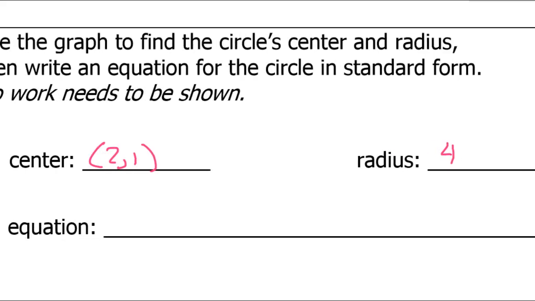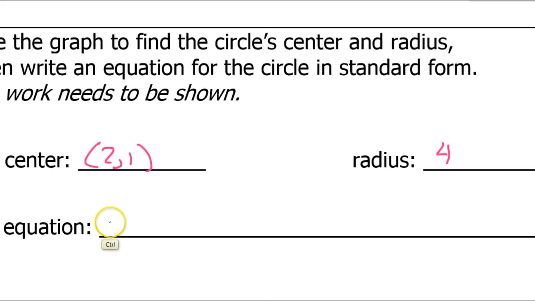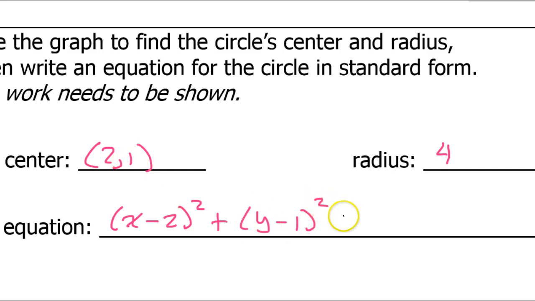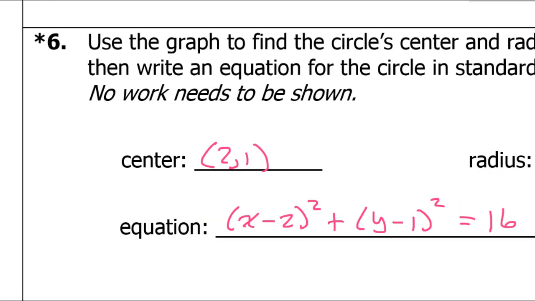Okay, so now the equation. The equation of a circle goes x minus the first coordinate squared plus y minus the second coordinate squared. Now here goes the radius squared. So I'm not going to put 4, I'm going to put 16. Notice that if this was a -2, I would have +2 right here. Okay, so that was number 6.